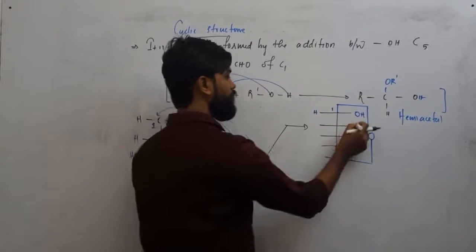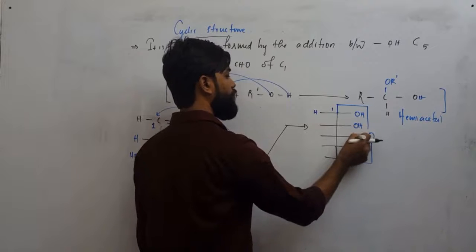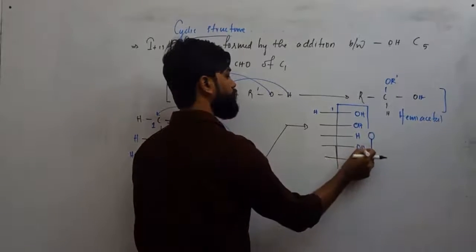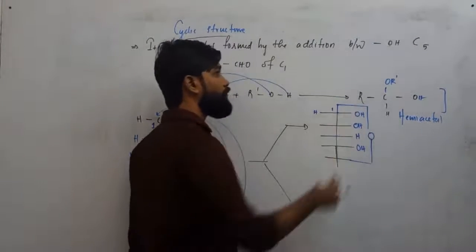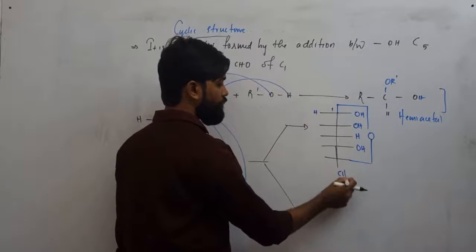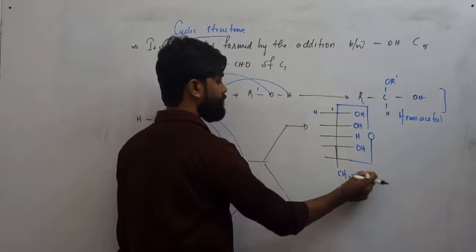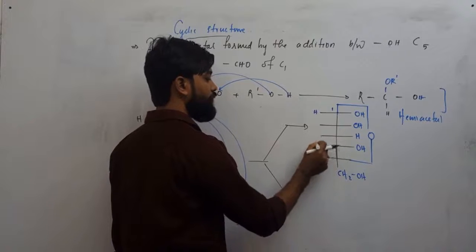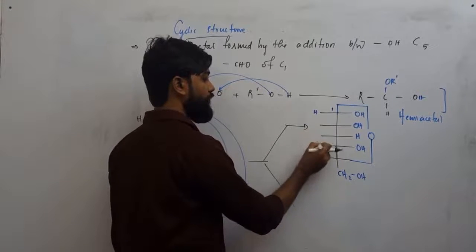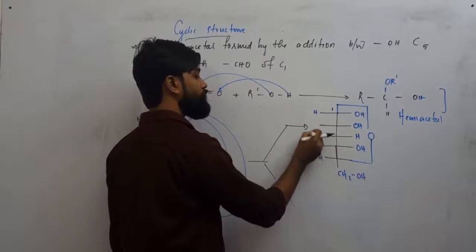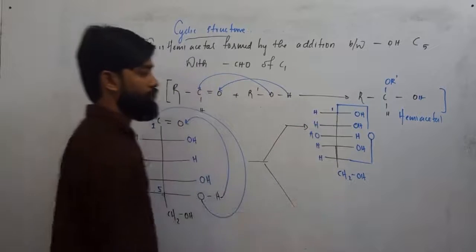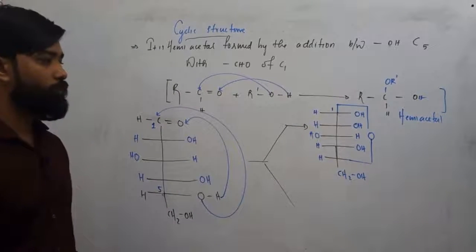What about the second one? OH on the right side. What about the third one? H on the right side. What about the fourth one? OH on the right side. What about the fifth one? That is connected to the top. Now the bottom one is CH2OH. And this is H, and this also H. But here is the OH. Here is the H. Ready? Now this becomes the cyclic structure of glucose, right?